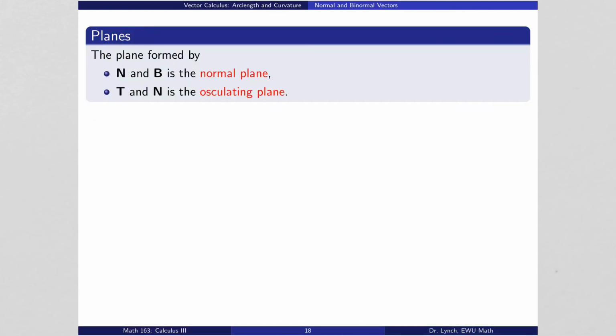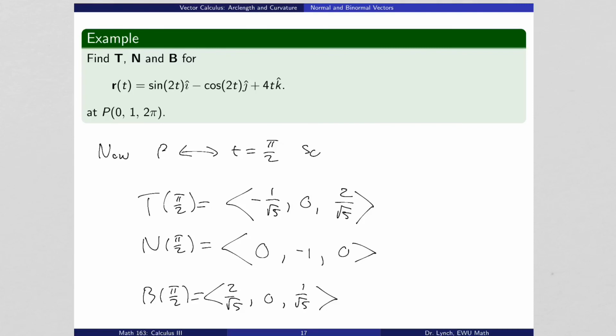Okay, one more concept here. We can think about planes formulated by those vectors. The plane formulated by, hang on, I'm going to back up just a second and come back to this. Sorry, I didn't quite finish this previous example.